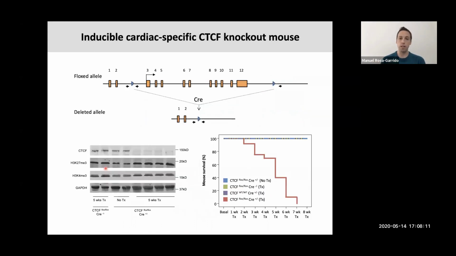These two pieces of evidence show that when we induce heart failure, we have less CTCF. But what happens in the opposite direction? What happens to the heart when we deplete CTCF? To answer this question, we generated our own inducible cardiac-specific CTCF knockout animal. To do that, we used the Merck-Rimer system. As you can see here, using this system we are able to deplete up to 80% of the CTCF protein expressed in the cardiomyocytes.